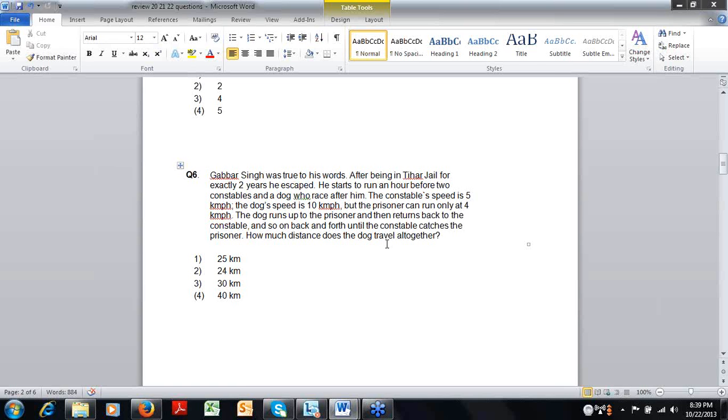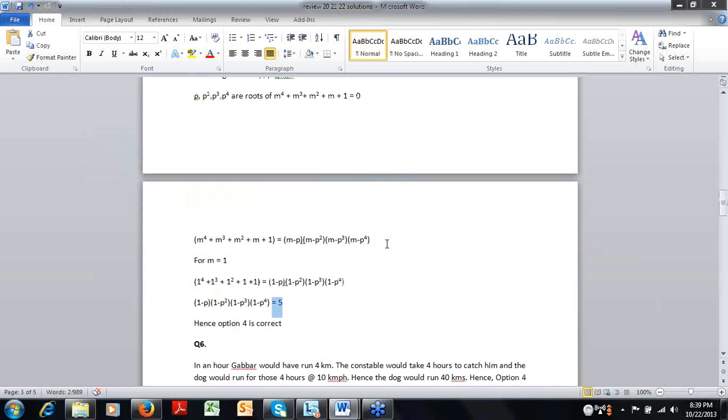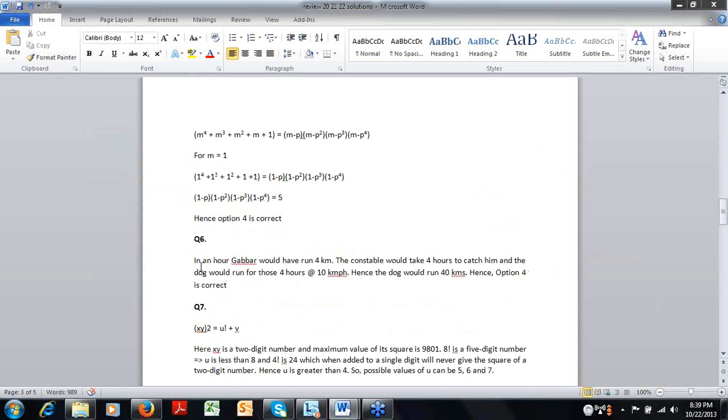The dog runs up to the prisoner and then returns back to the constables. So on back and forth until the constable reaches the prisoner. How much distance did the dog travel? Okay. In 1 hour, Gabbar would have run 4 kilometers and constable would have taken 4 hours to catch him. The dog would have run for those 4 hours, obviously, at 10 km/h. So the dog would have easily gone 40 kilometers.